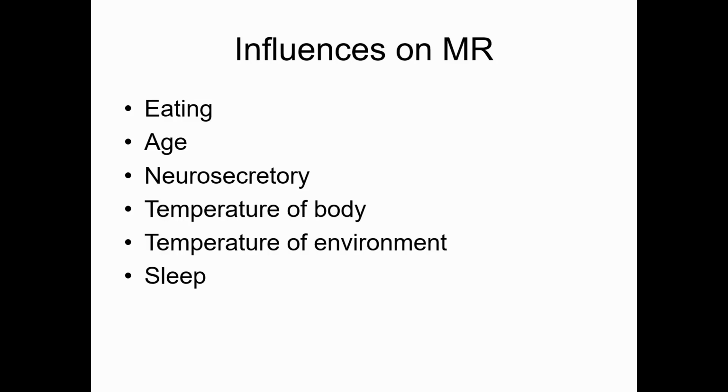All sorts of neurosecretory influences on metabolic rate. Sympathetic stimulation is going to increase your metabolism. Thyroid hormone increases your metabolism. Growth hormone increases your metabolism. Those types of things. Body temperature. If someone has a fever or they have a high body temperature, then their metabolism will go up. If you cool somebody and bring their body temperature down, that will decrease their metabolism.